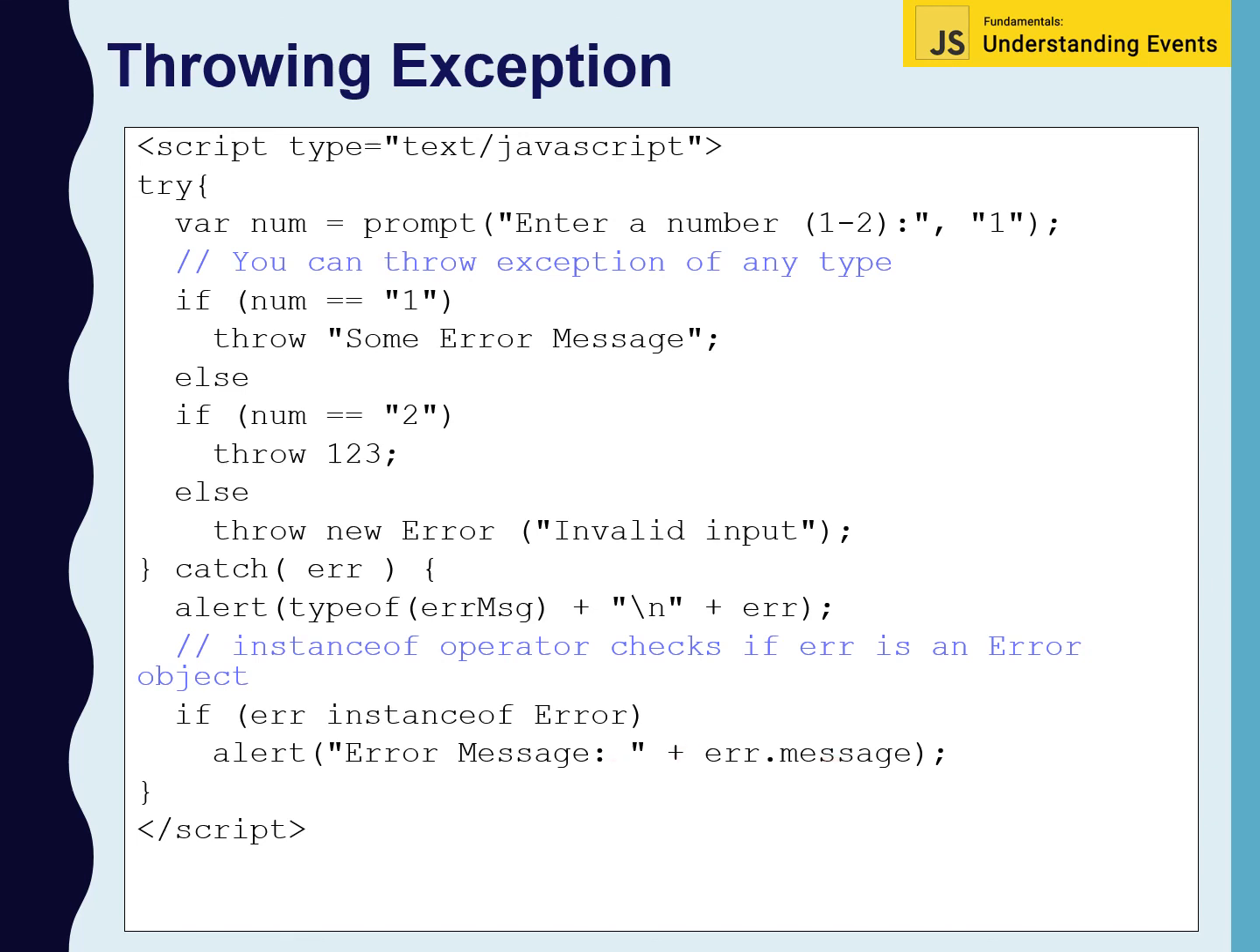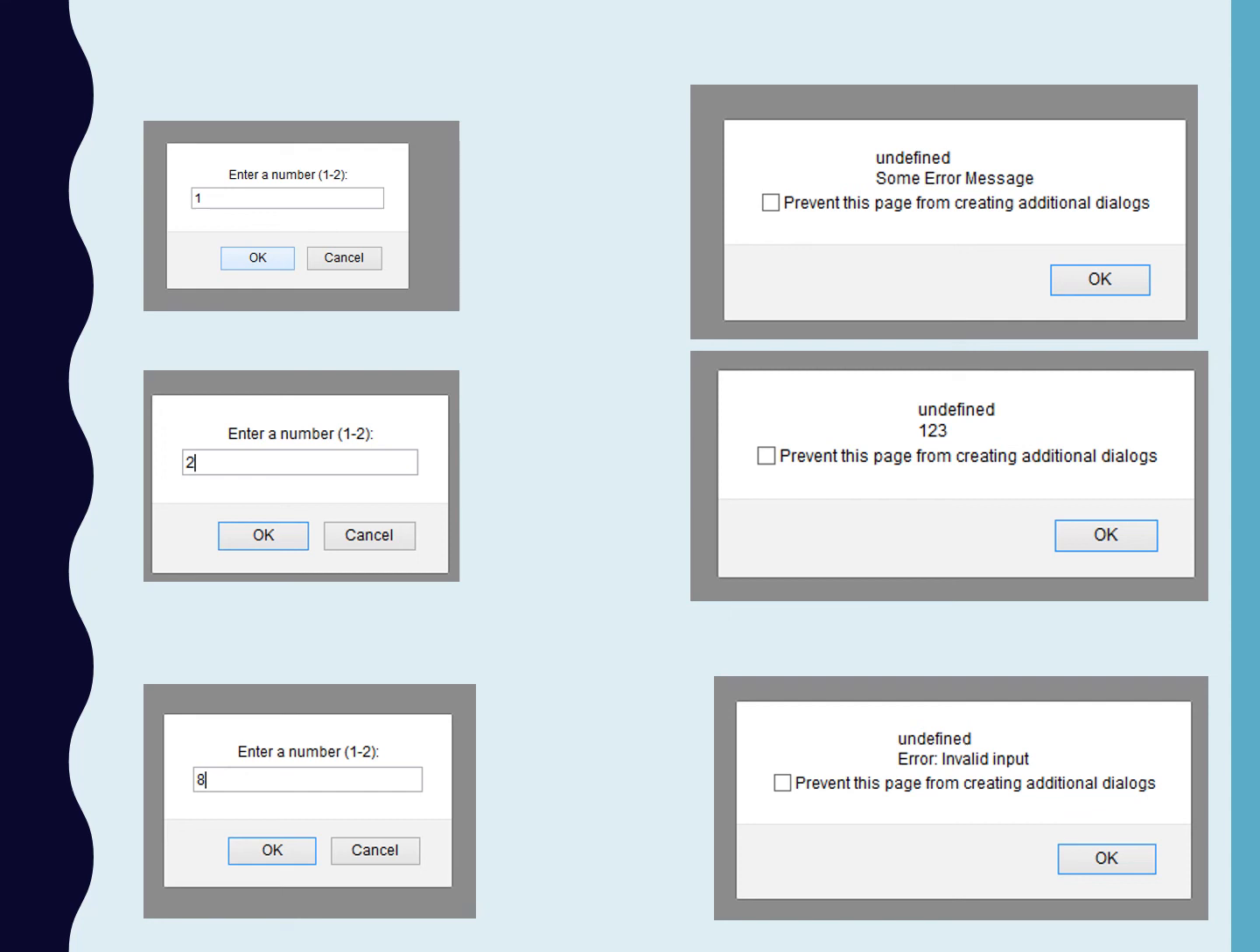We can see what the output will be. If we put 1 here, enter a number 1 and press OK, the error will be like this: undefined, some error message. This will be the output generated. If the user inputs the value 2, undefined 1, 2, 3 error will be thrown, and this type of alert box will be generated. If the user inputs any other number, it produces an alert box with undefined and invalid input. That's the output. So likewise, exception handling works in JavaScript.